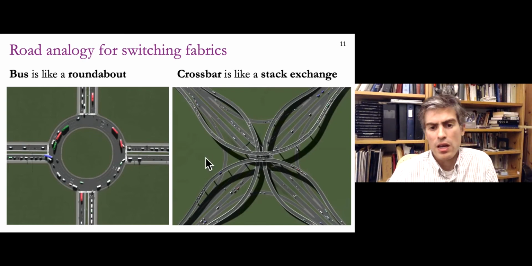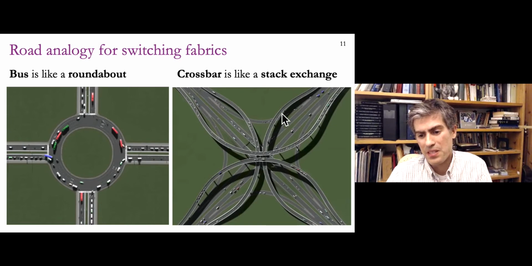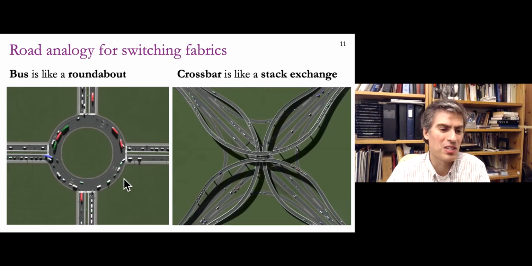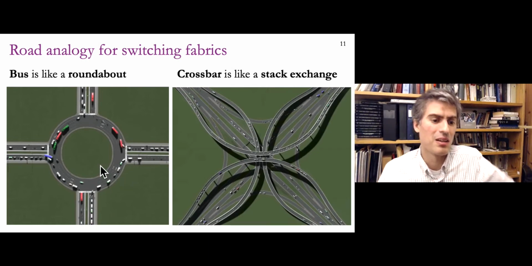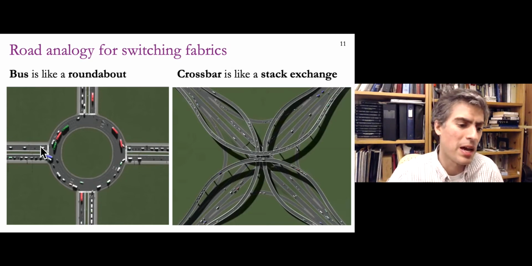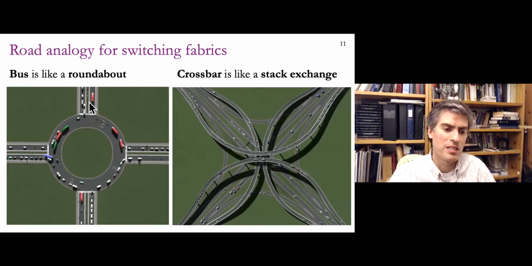A crossbar is like a stack exchange, which is the most complex kind of roadway interchange, where every possible pair of input and output has its own dedicated connection that can operate in parallel. But obviously it's much more expensive to build the stack exchange with all the bridges compared to the roundabout. But if you could somehow make the speed limit in the roundabout really fast compared to the speed limit on the side roads, the roundabout would actually work just fine in handling the maximum amount of input traffic you might see.